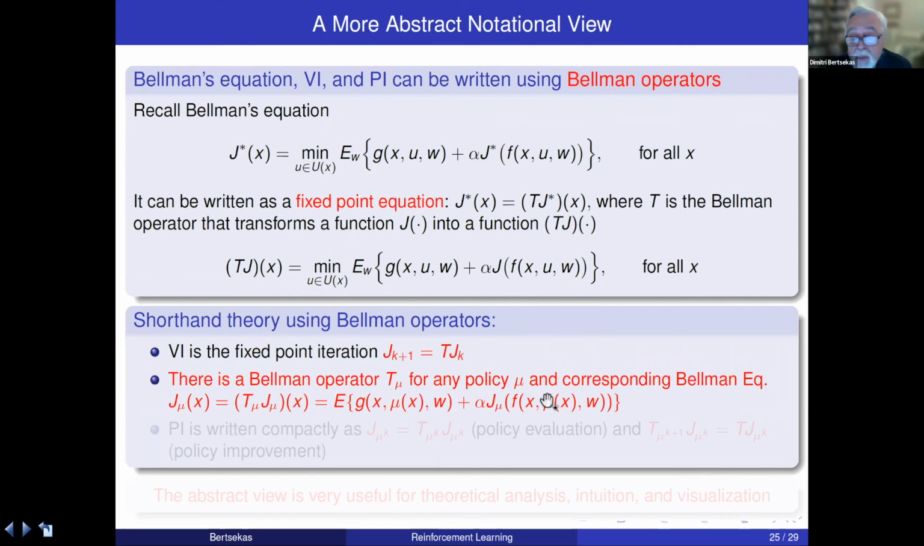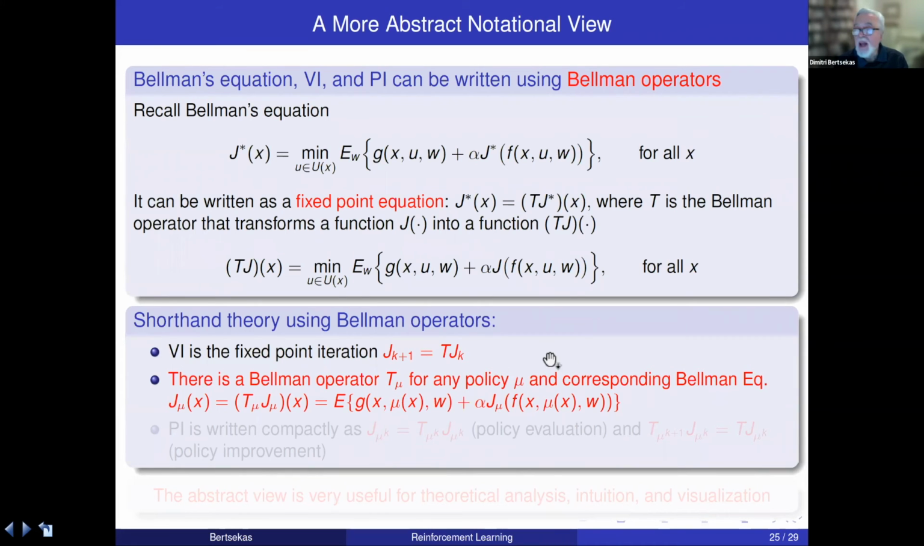Also, for every policy, there's a Bellman operator that corresponds to it and a corresponding Bellman equation. So the operator that corresponds to mu, the mu Bellman operator, is this T_mu here. It maps a J into T_mu J through this expression here. And in particular, J_mu, according to the Bellman equation, is a fixed point of this T_mu. So there are two operators here: the min Bellman operator that involves the minimization, and the mu Bellman operator that does not involve minimization and is associated with a policy mu.